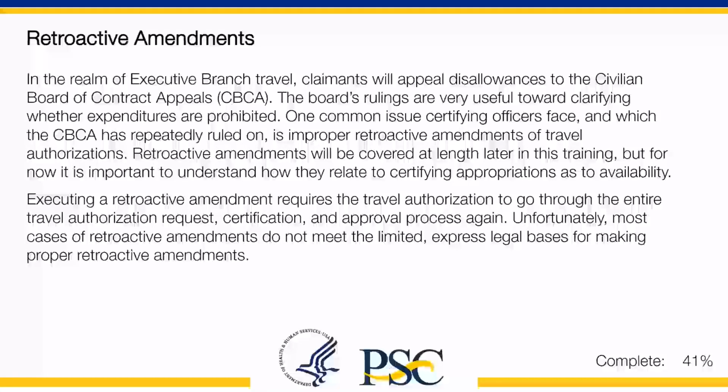The board's rulings are very useful toward clarifying whether expenditures are prohibited. One common issue certifying officers face, and which the CBCA has repeatedly ruled on, is improper retroactive amendments of travel authorizations. Retroactive amendments will be covered at length in this training, but for now it is important to understand how they relate to certifying appropriations as to availability. Executing a retroactive amendment requires the travel authorization to go through the entire travel authorization request, certification, and approval process again. Unfortunately, most cases of retroactive amendments do not meet the limited, express legal basis for making proper retroactive amendments.